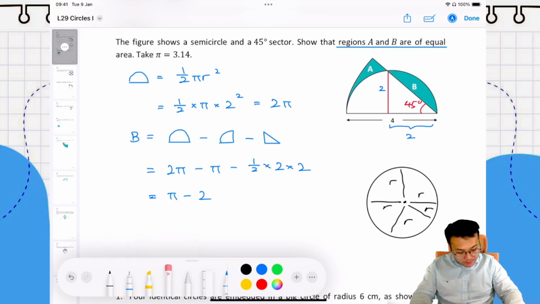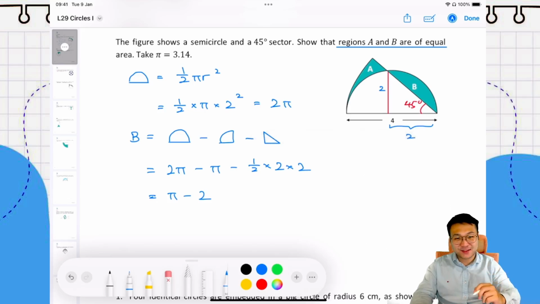Right? So now we found the area of the shaded region B. Does anyone have any questions so far? Okay, if you have questions, just raise your hand, okay?